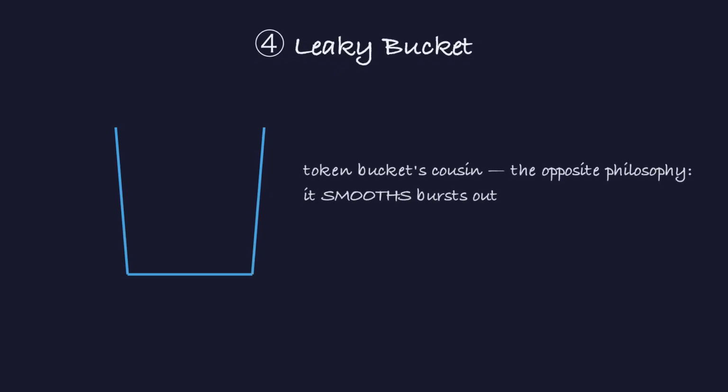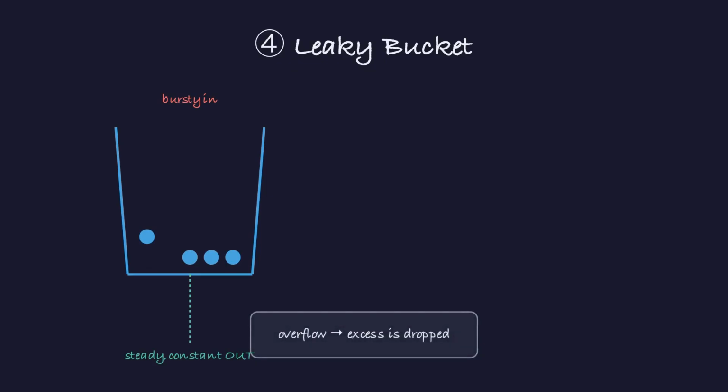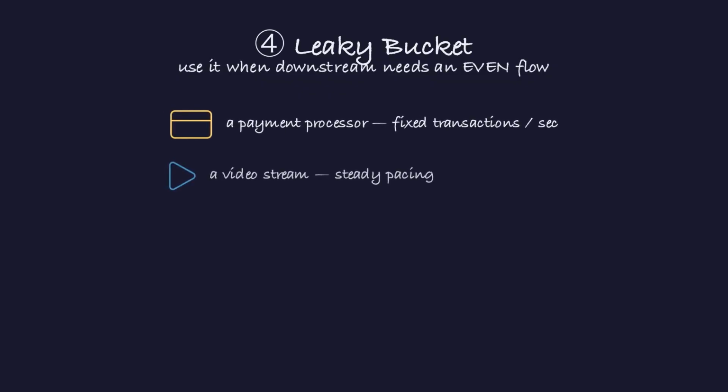The Leaky Bucket is Token Bucket's cousin, but with the opposite philosophy. Instead of allowing bursts, it smooths them out. Picture a bucket with a leak at the bottom. Requests arrive at irregular intervals and wait in the bucket, then leak out at a steady, constant rate. If the bucket overflows, too many requests queued, the excess is dropped. Use it when the system downstream needs a predictable, even flow.